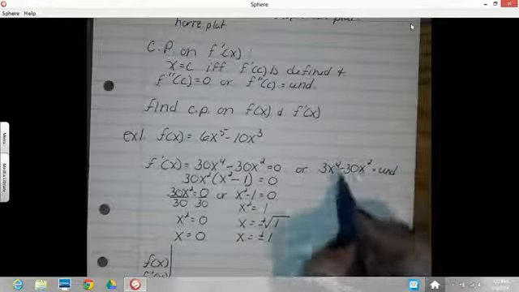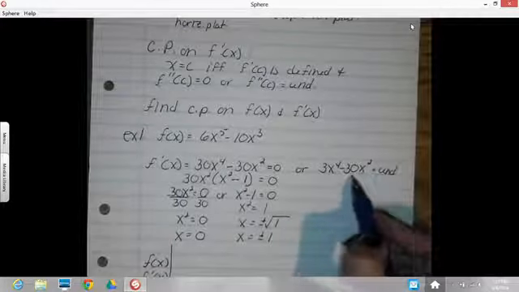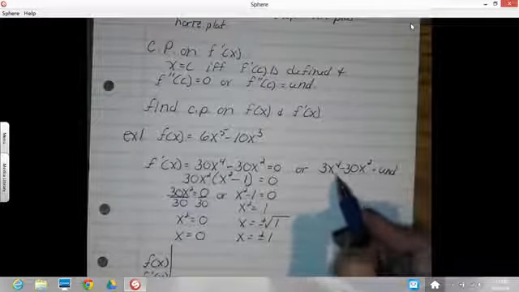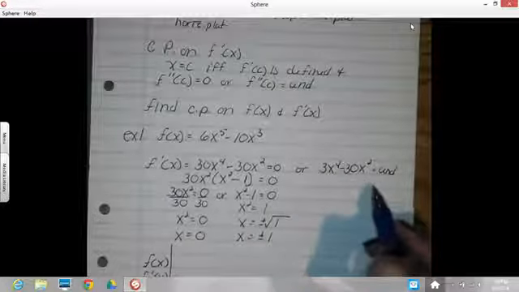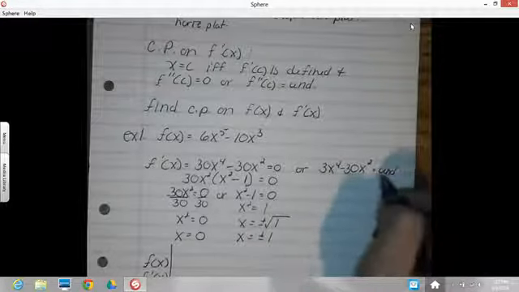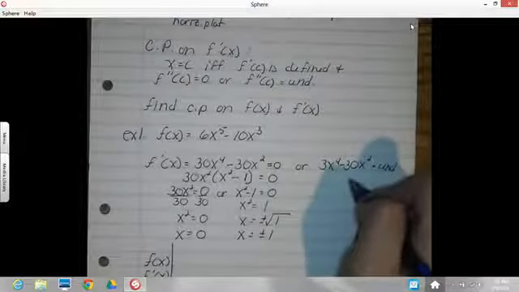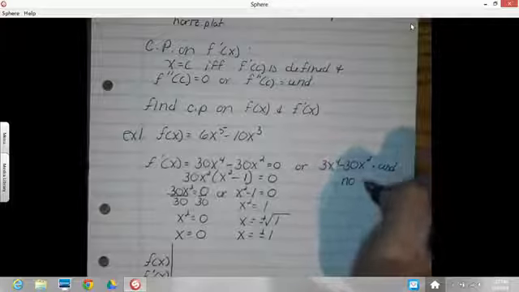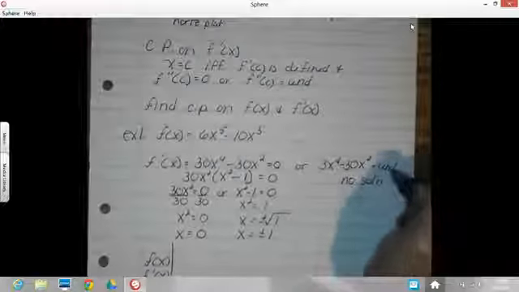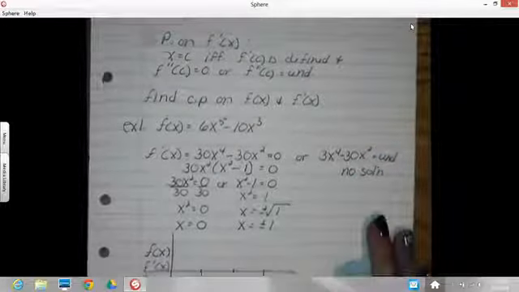Oh, I should check my undefineds too. If I look at this, we get undefined when we divide by 0. Well, there's no denominator here, so there's nothing that's going to make this undefined. We'll have one in the next example, but again, to be undefined, we want a number divided by 0. Well, I don't have a denominator here to worry about. So there's no solutions that make it undefined. So I don't have anything to worry about there.